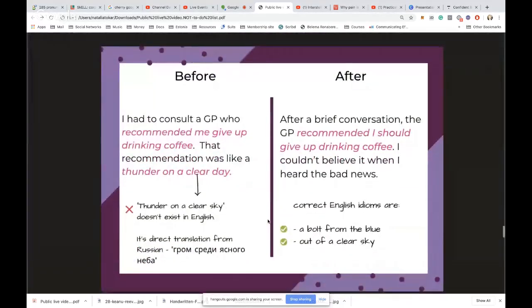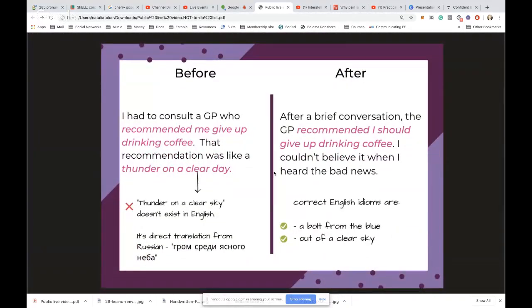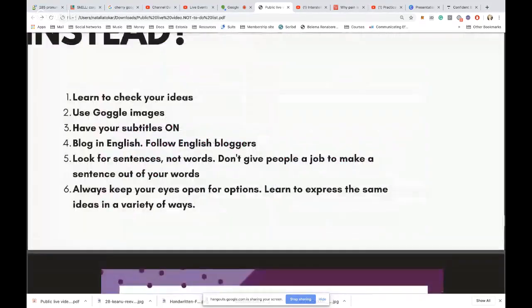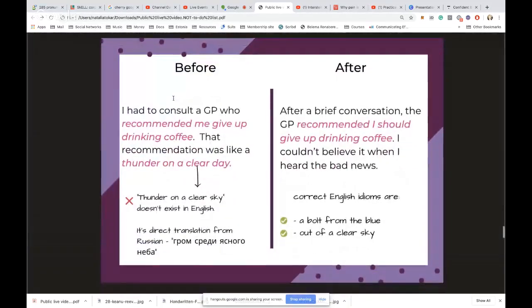Just to give you an example of what kind of work people do in the course and how they apply the self-correcting algorithms: people write text and then they have to edit their text based on the feedback from the trainer. And I gave some examples in the previous live session. There's another example. For example, "this was before I had to consult a GP who recommended me give up drinking coffee." That is not correct.